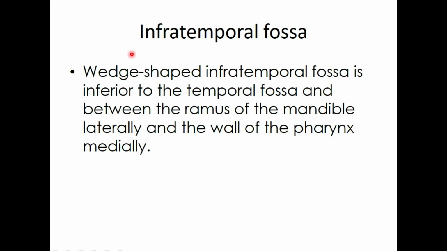Now the infratemporal fossa. Infratemporal fossa is a small hidden fossa which is wedge shaped, and it lies inferior to the temporal fossa between the ramus of the mandible laterally and the wall of the pharynx medially. It means that this fossa is present deep to the ramus of the mandible. We can see this fossa only when we remove the ramus of the mandible.